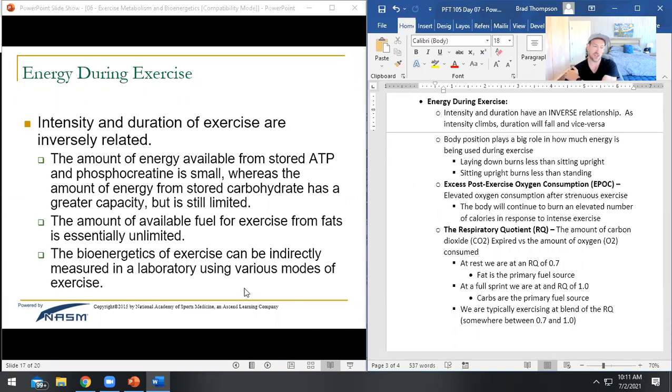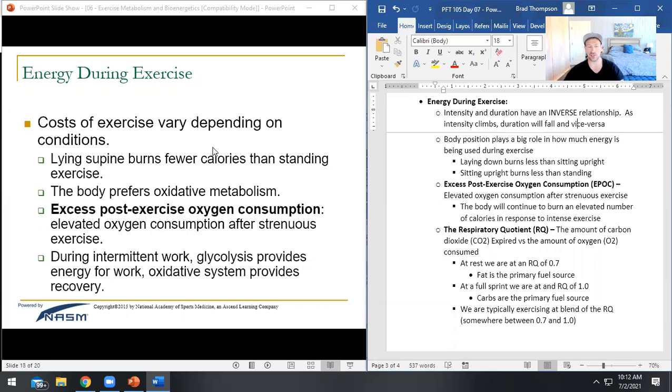So your body position also plays a role here. When we're looking at how much energy is being used during exercise, body position plays a little bit of a role. Imagine if you're doing just bicep curls, you're not burning very much energy, right? Even if you are working really, really hard, maybe it's super heavy. Well, you're just sitting there, using one little tiny muscle.